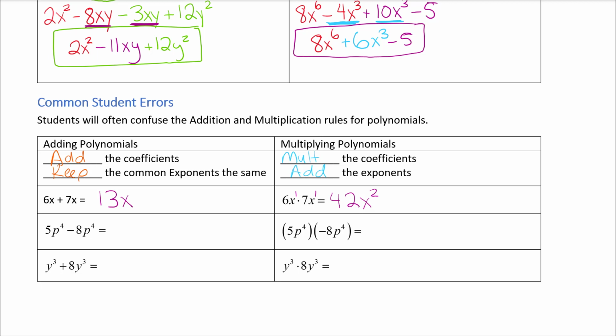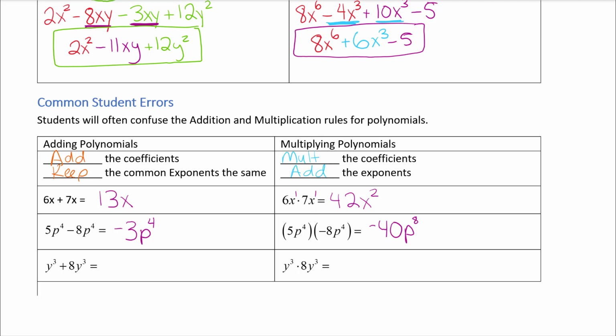Let's try it again. 5p to the fourth minus 8p to the fourth. They are like terms because they both have p to the fourth. I add their coefficients, 5 minus 8 is negative 3, and keep the p to the 4 the same. But when I multiply 5p to the fourth times negative 8p to the fourth, I multiply the coefficients to get negative 40, and I add the exponents. P to the 4 times p to the 4 is p to the 8. Okay? Technically, these don't have to be like terms in order to multiply. They do have to be like terms to add, but I went ahead and just kept them the same so you could see that they're different.